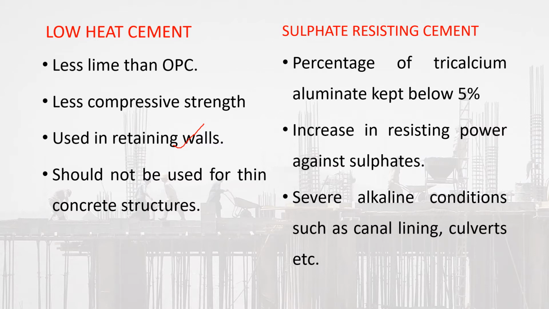Another type of cement is sulfate resisting cement. The property of sulfate resisting cement is that the percentage of tricalcium aluminate is kept very low, below 5%. So it results in an increase in the resistance against sulfates. Therefore, it is used in structures which are likely to be damaged by severe alkaline conditions, that is sulfate attacks, such as canal linings, culverts, etc.